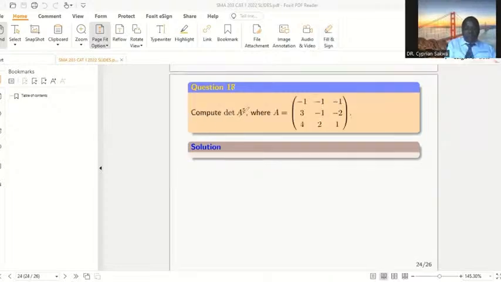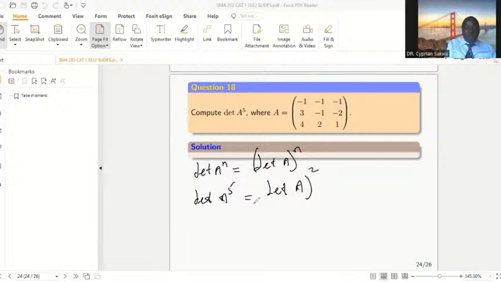Find the determinant of A raised to 5. Very fast, I know that the determinant of A raised to n is the same as the determinant of matrix A raised to n. That means the determinant of A raised to 5 is the determinant of A raised to 5. One person may choose to multiply A 5 times, and we'll still get the same answer, and then find the determinant.